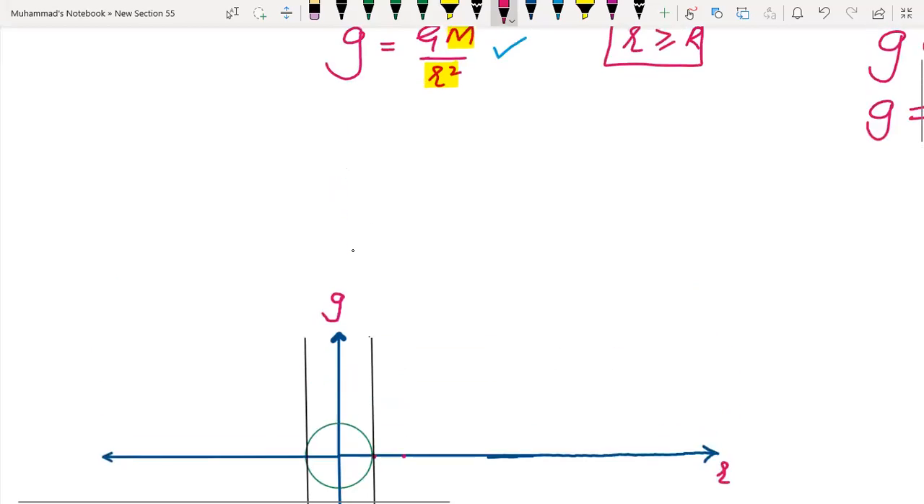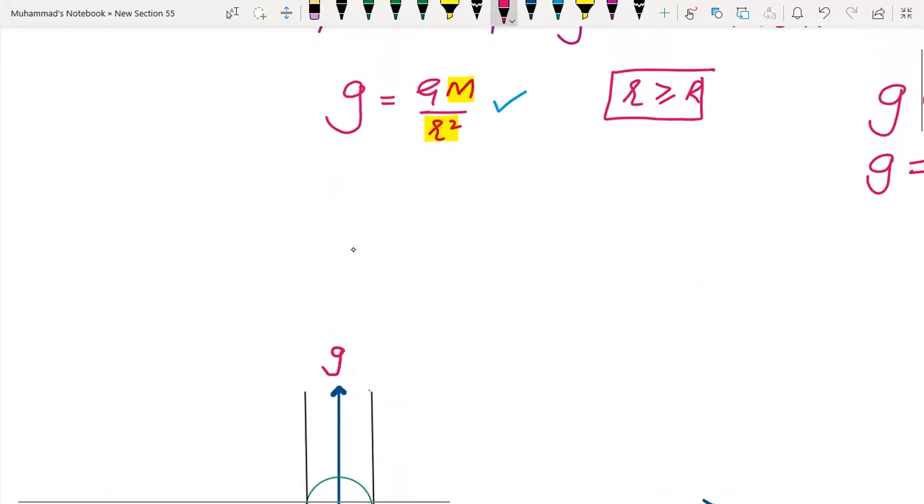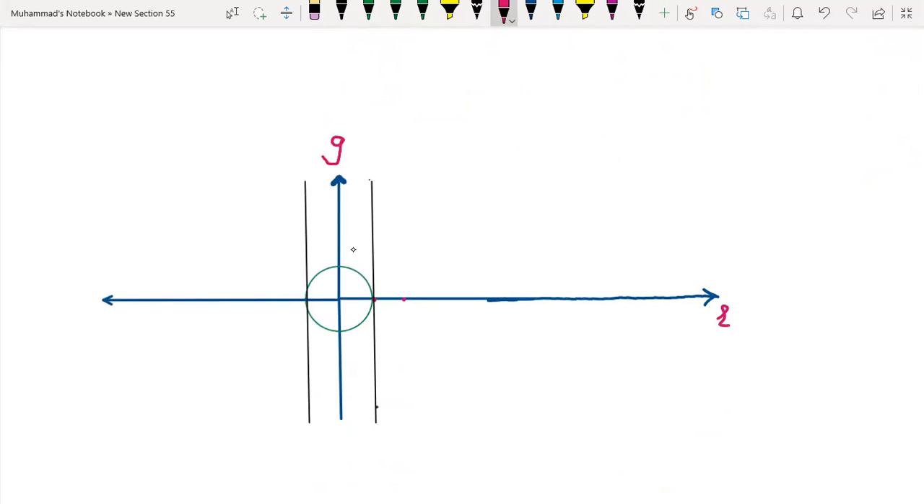You can see from this relationship the gravitational field strength is inversely proportional to r squared. So as r increases, you can easily say that the gravitational field strength will decrease. It will follow the inverse square law. So if you double the distance, gravitational field strength will decrease by a factor of 4. So let me draw this.